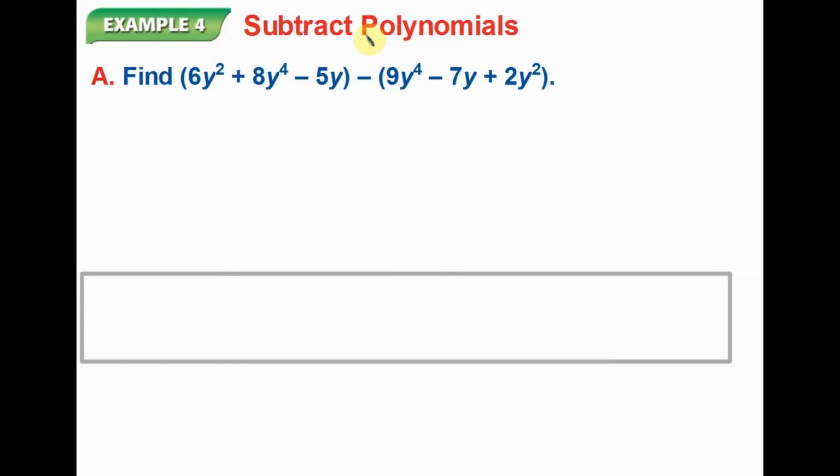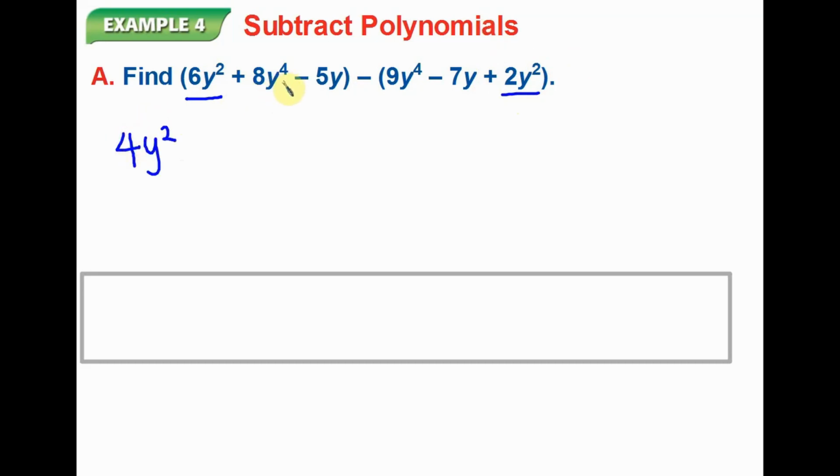Example number 4, subtracting polynomials. In this case, just be careful when you're subtracting that you're subtracting the whole terms inside of the parentheses. 6y squared has a like term with 2y squared. So when you're subtracting 6y squared minus 2y squared, I will get 4y squared.